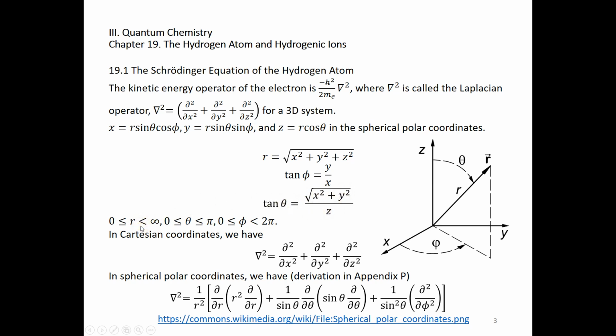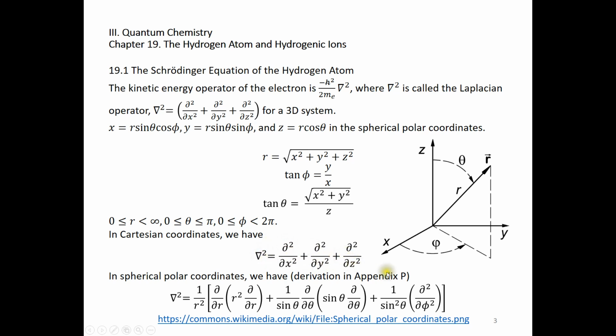r is from 0 to infinity. Theta is between 0 and pi. Theta corresponds to the latitude of Earth. Phi can be from 0 to 2 pi. Phi corresponds to the longitude of Earth. In Cartesian coordinates, we have the Laplacian equals delta squared over delta x squared plus delta squared over delta y squared plus delta squared over delta z squared.